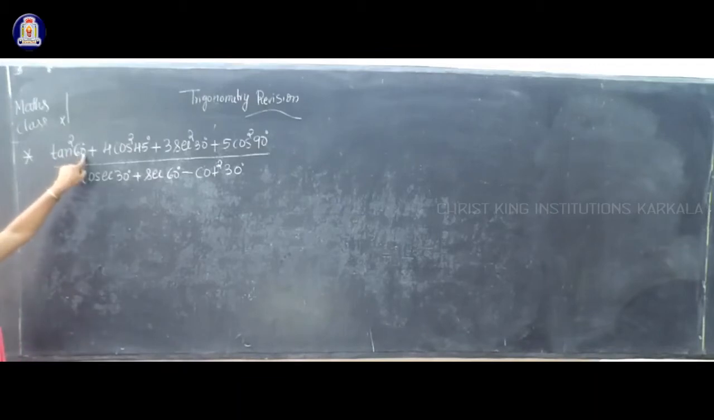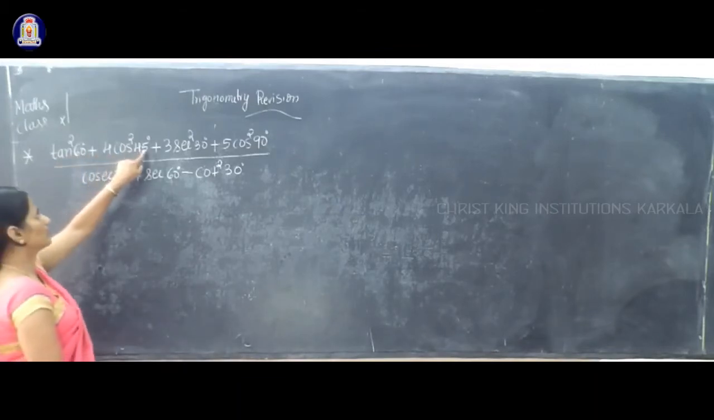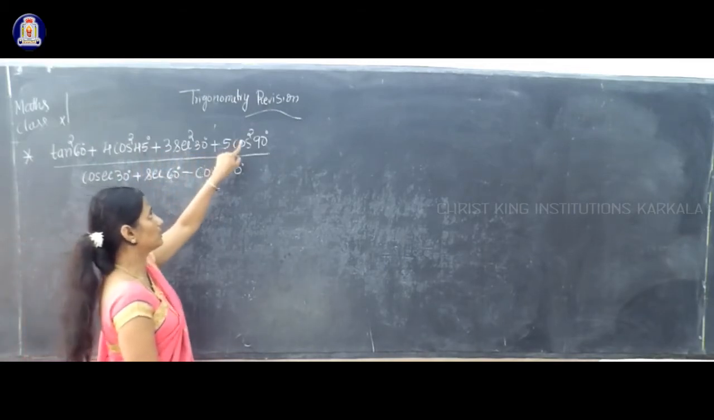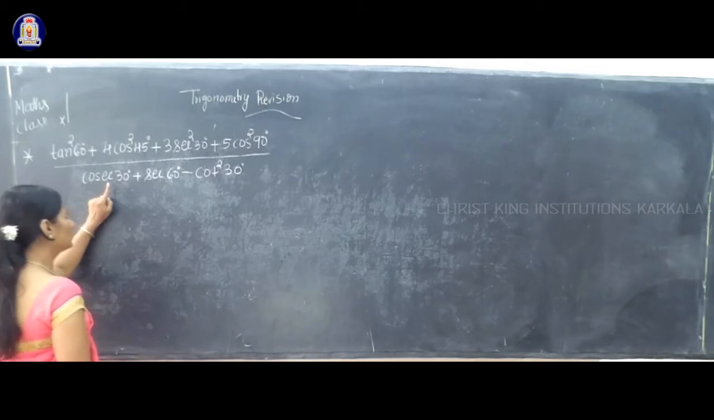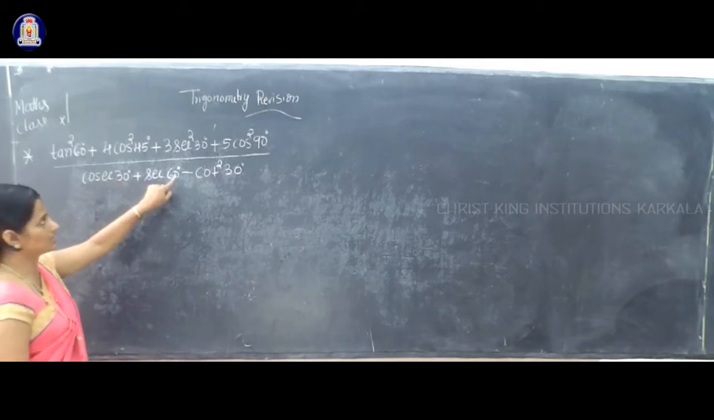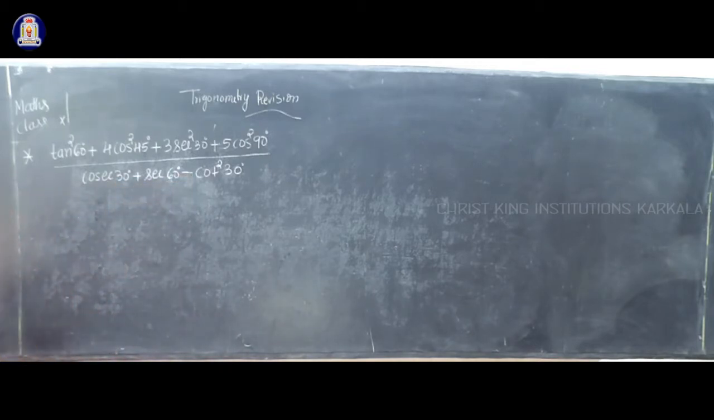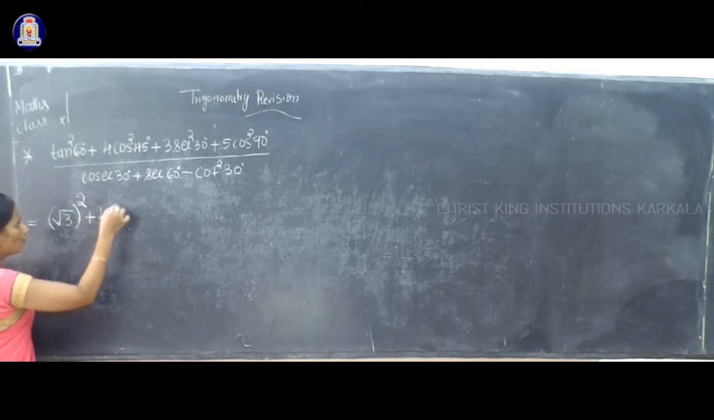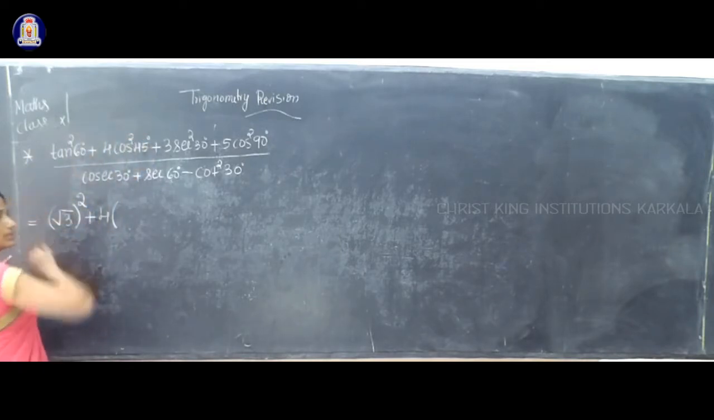tan square 60 degree plus 4 cos square 45 degree plus 3 secant square 30 degree plus 5 cos square 90 degree divided by cosecant 30 plus secant 60 minus cot square 30. So which is equal to, now substitution, tan square 60. So first write tan 60. Tan 60 is root 3, so tan square is root 3 whole square plus 4 cos square 45.